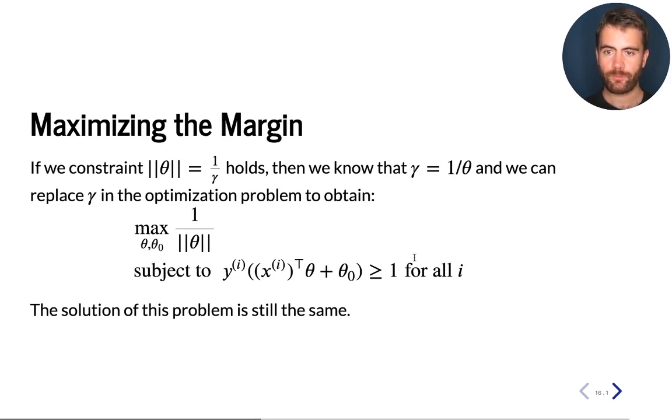I get the following different optimization problem, which is equivalent to the first one. Again, all of these constraints can be made to hold without changing the minimum of my previous optimization problem. Therefore, I can just incorporate them, and I can just replace gamma with 1 over the norm of theta everywhere, and this will give me this optimization problem, which will be equivalent to the previous one.